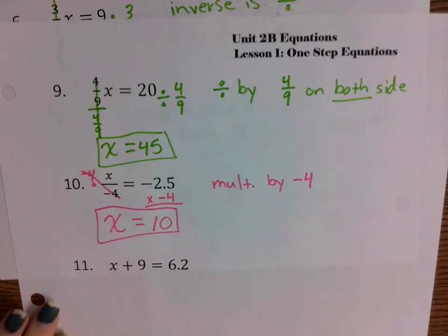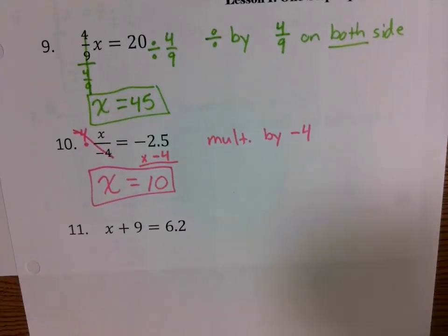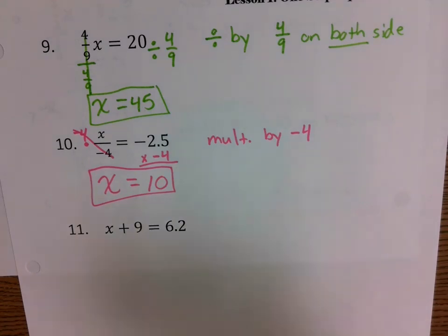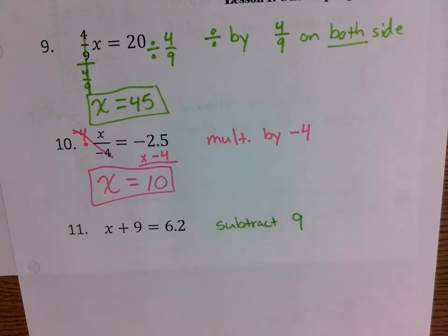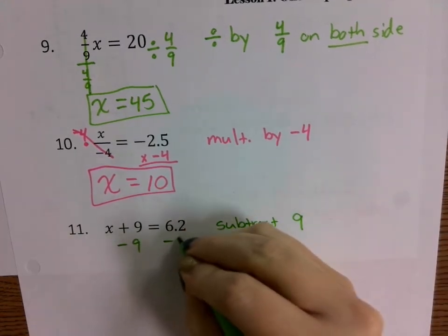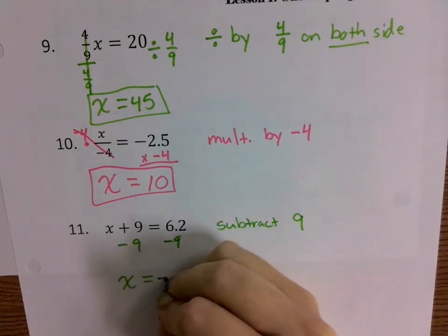And then the last problem, number 11: x plus 9 is equal to 6.2. That's going to go to person 10. That's you, Esther. Then let's go to person 1. Person 7, he hasn't had one yet. -2.8. You are going to subtract 9 from both sides. When you subtract 9, you get x is equal to -2.8.